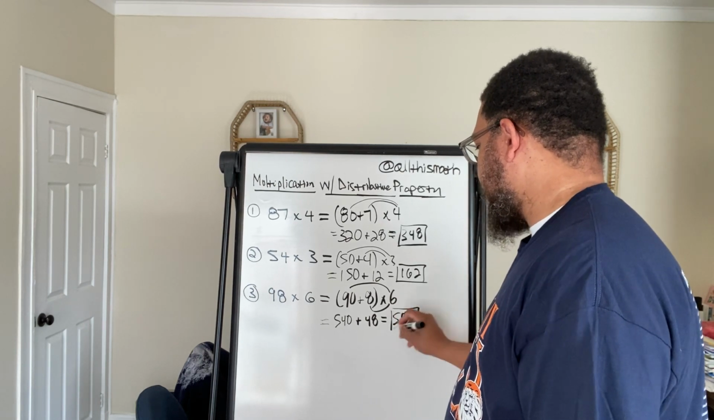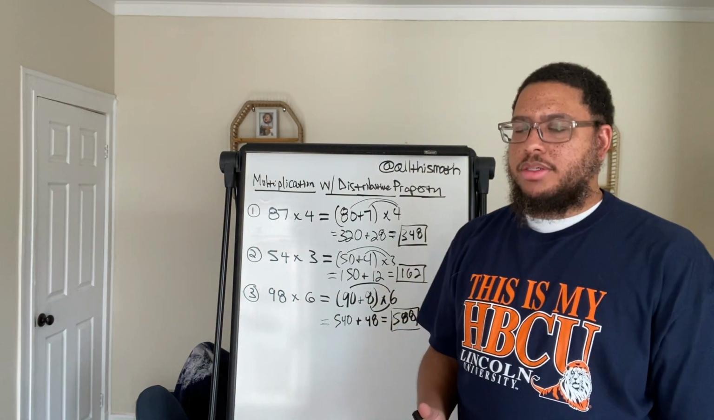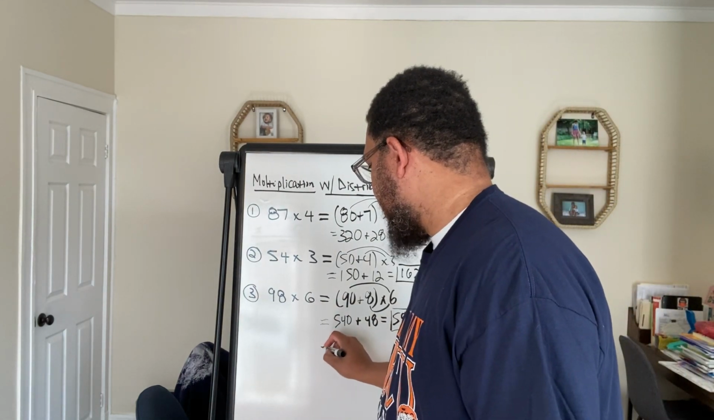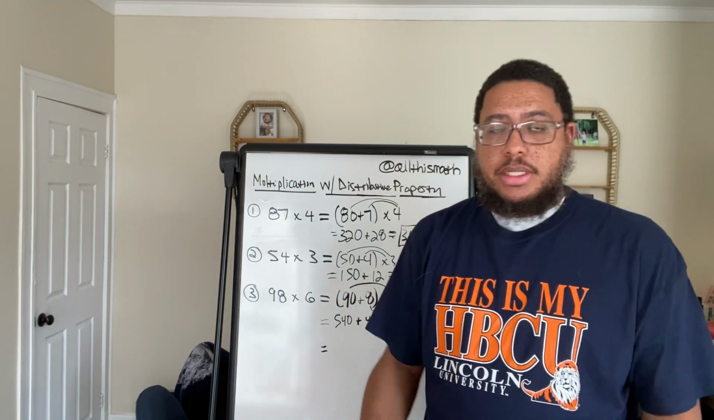Now this is our answer, but I'm gonna show you another way we could have got it, because 98 is so close to 100, right? 98 is so close to 100. What if I did this, right? Instead of doing 90 plus 8, I could also use subtraction, because I know how to subtract.